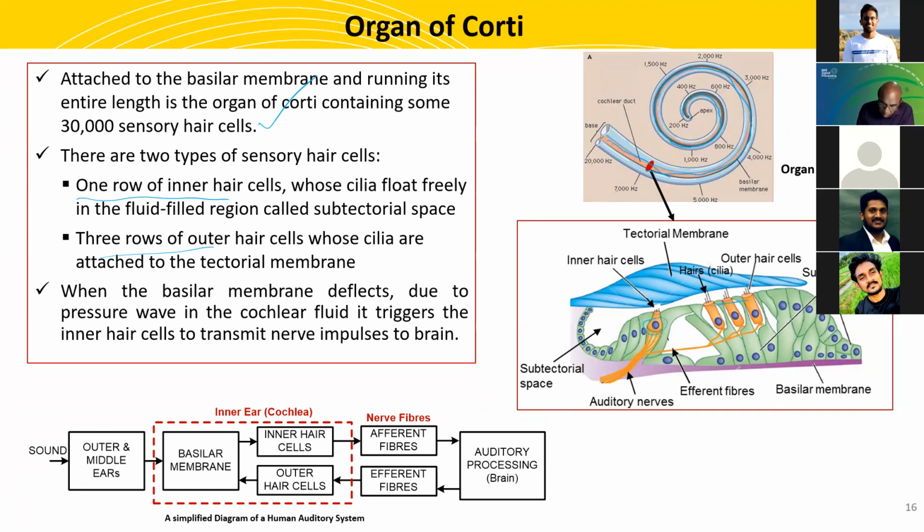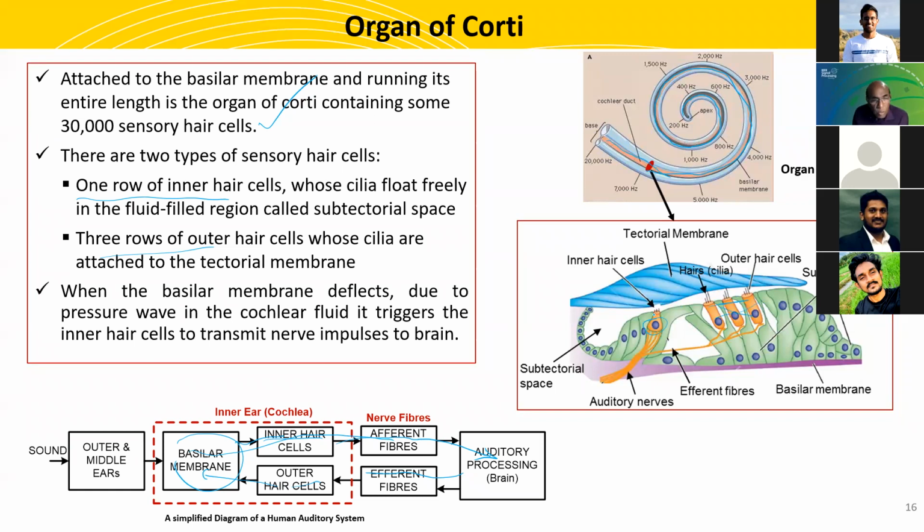If you look at the block diagram here, basilar membrane output, the inner hair cells send the signals through afferent fibers to the auditory system to process. So inner hair cells are responsible for picking up the movement of the basilar membrane. And then through the efferent fibers, outer hair cells control the basilar membrane. I'll come back to that for adaptation later on. So for the moment, just concentrate on the inner hair cells. We leave out this for the moment.